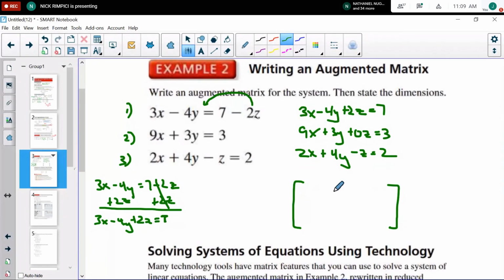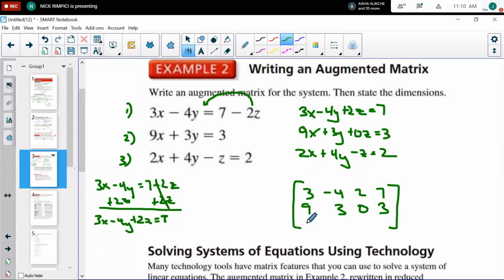So the first row would be 3, negative 4, 2, and then 7. Somebody want to give me my second row? It's 9, 3, 0, 3. Thank you. A very important thing that he mentioned was that 0. That 0 must be there or it's not going to work out. You have to put the 0 there. So this is why converting to standard form is so important, okay?